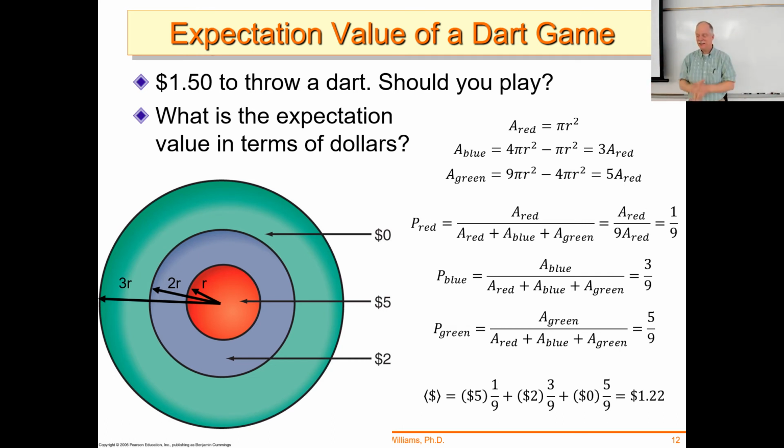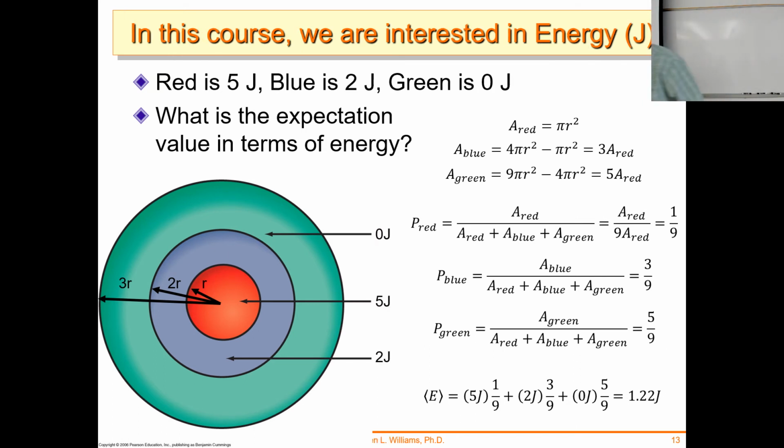So this is your principle for Vegas. If you're going to go to Vegas, as soon as you get up, walk away. It's going to go down, and you're going to reach that expectation value where you're losing money. And you could do the same thing with energy. Instead of dollars, 5 joules, 2 joules, 0 joules, and so on, and you could get 1.22 joules out of this, if joules was money.